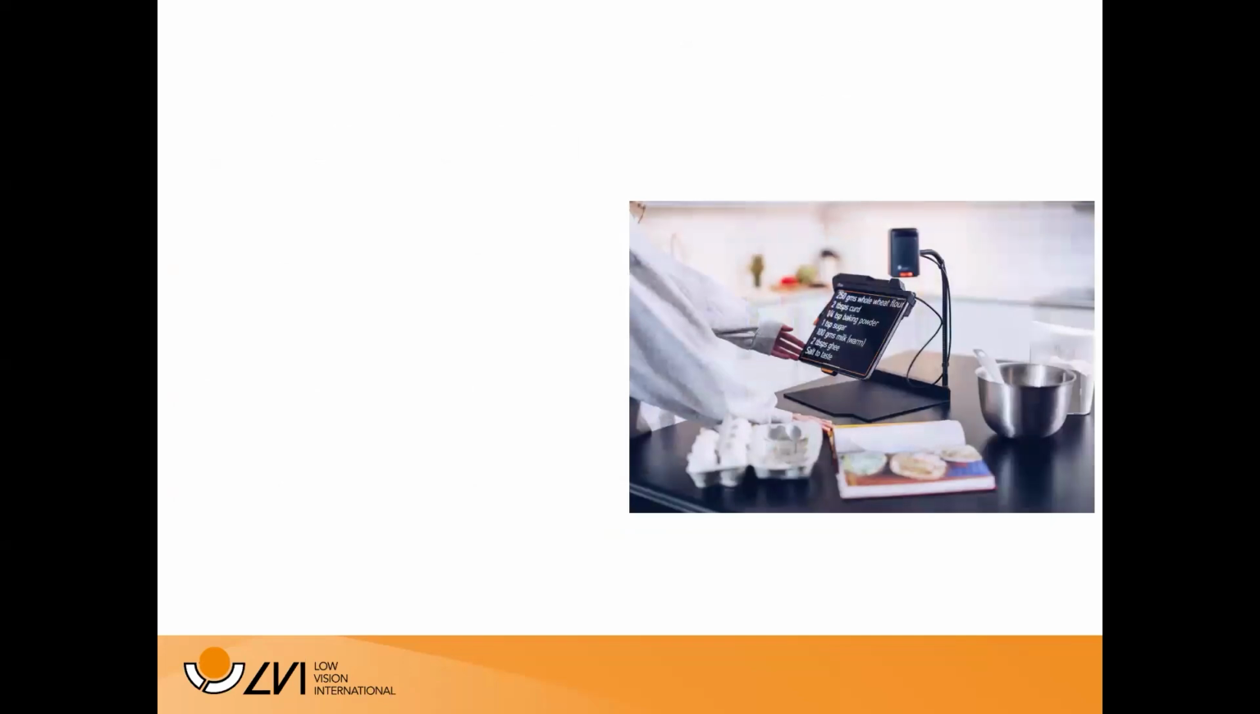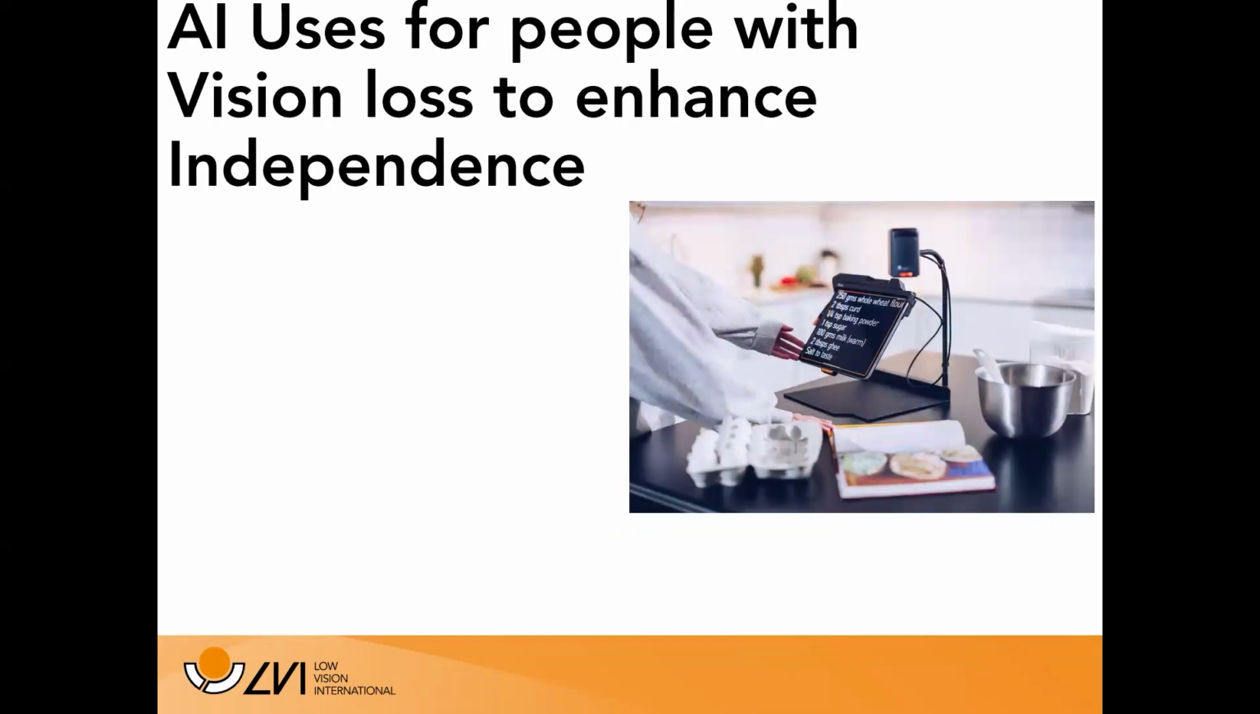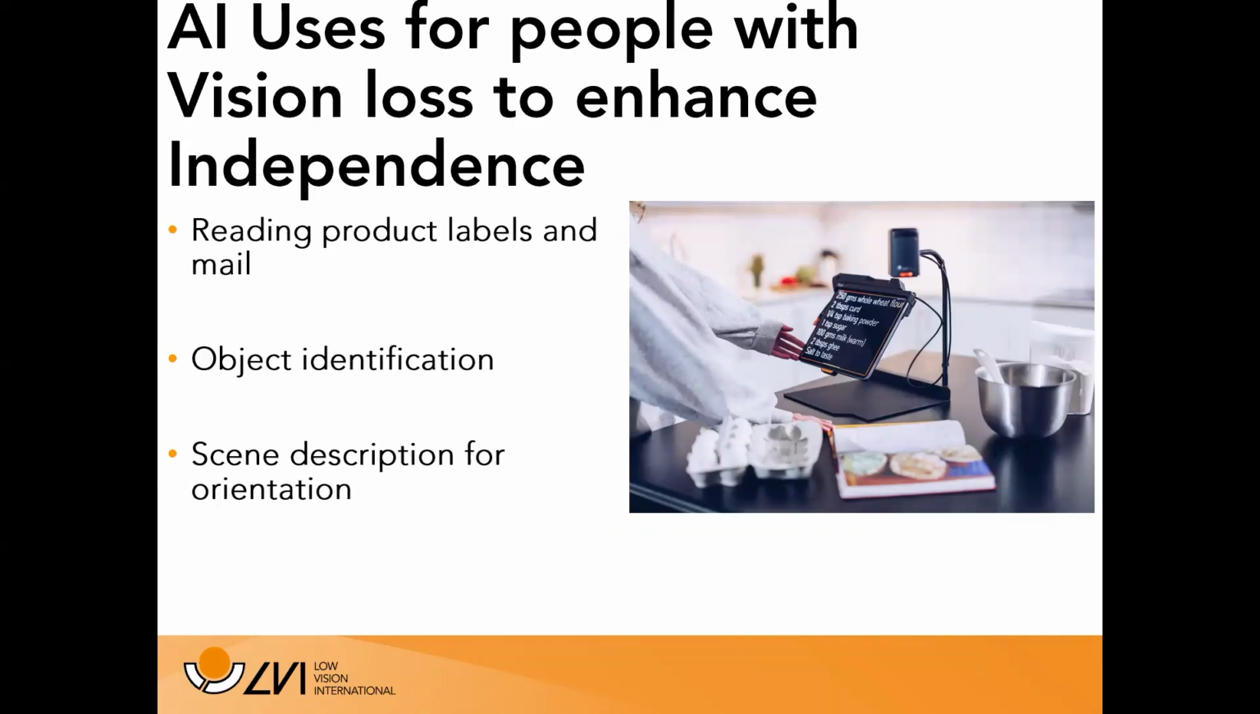Let's transition to talking about AI uses for people with vision loss, how people use it to enhance independence. So I have a photograph on the slide. It is a picture of a MagnaLink iTab, one of our devices that we use with iPads, and you can see there are eggs on the countertop. There's a recipe book, a mixing bowl, and a person that's reading that recipe in preparation of making something that is sure to be delicious.